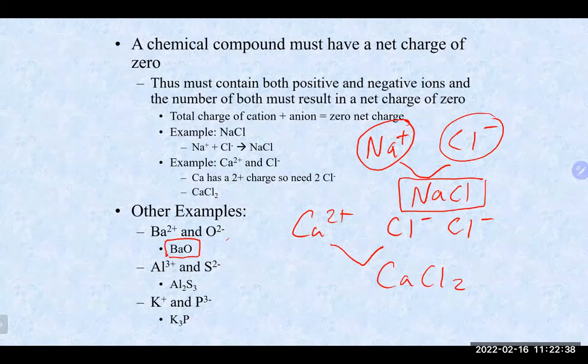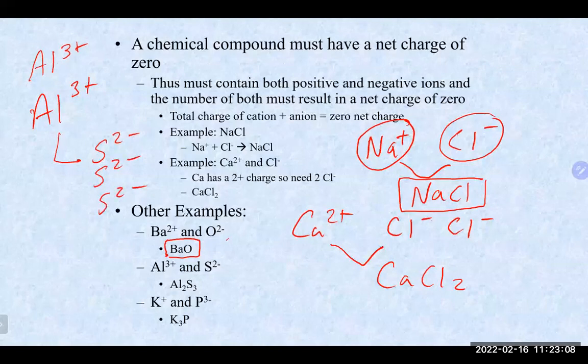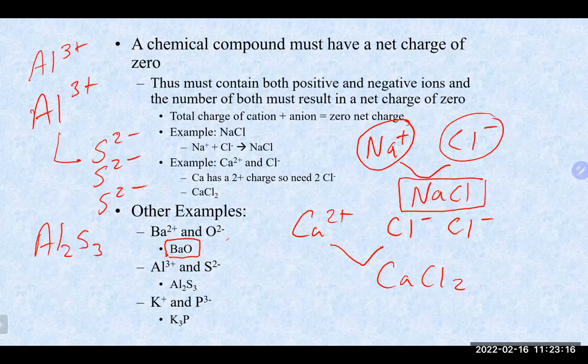If we look at aluminum, which is +3, and we look at sulfide, which is -2, again, if we just put them together like that, we would end up with an overall charge, which is not what we need. We could look at both of those, and the common number between 3 and 2 is 6. In order to get aluminum to 6, we need not 1, but we need 2 of them, right? +3 + 3 is +6. To get sulfide to 6, we need 3 of them. -2 -2 -2 is -6. That gives us the proper formula of 2 aluminums and 3 sulfides in that case.